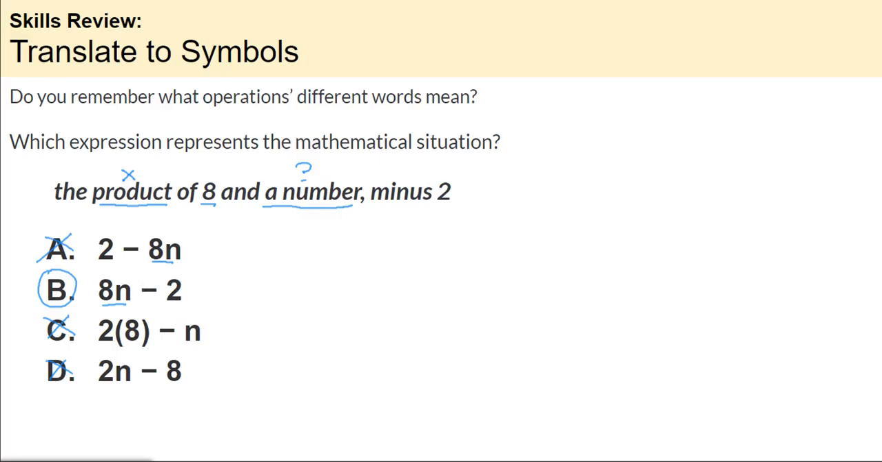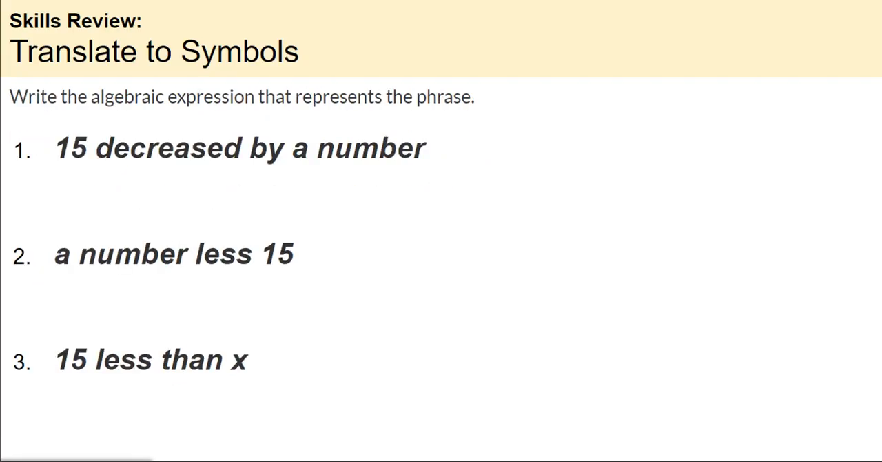All right, let's do one more review. Translate these phrases into mathematical, algebraic expressions. How did we do? All right, so you can see these words: decreased, less, and less than. They all mean the same thing. What do they all mean? We're going to be subtracting. These are all subtraction words. Subtraction, subtraction, subtraction. And notice they all have 15, and they all have a variable, the words a number, and then we have x.